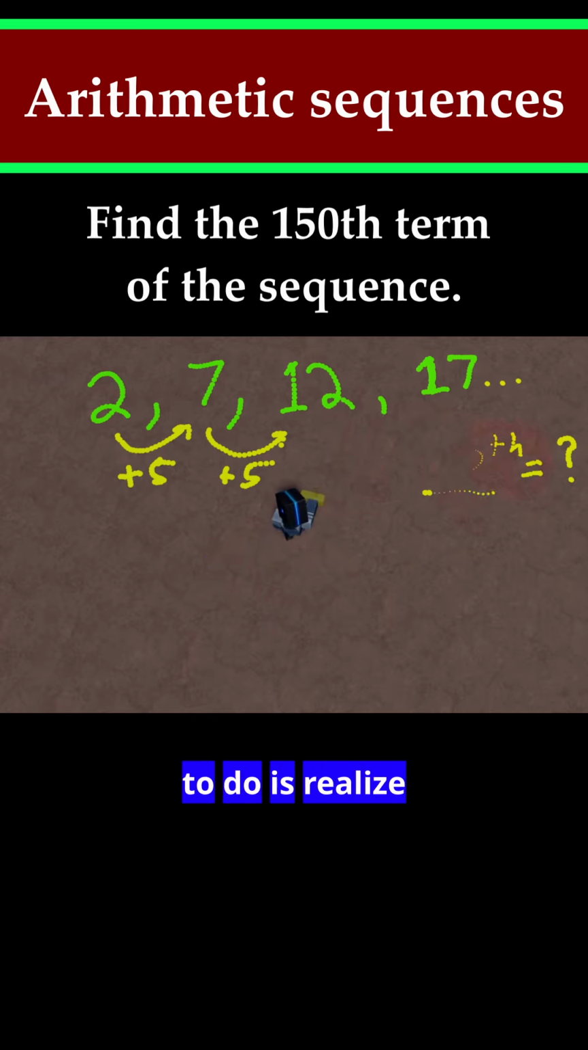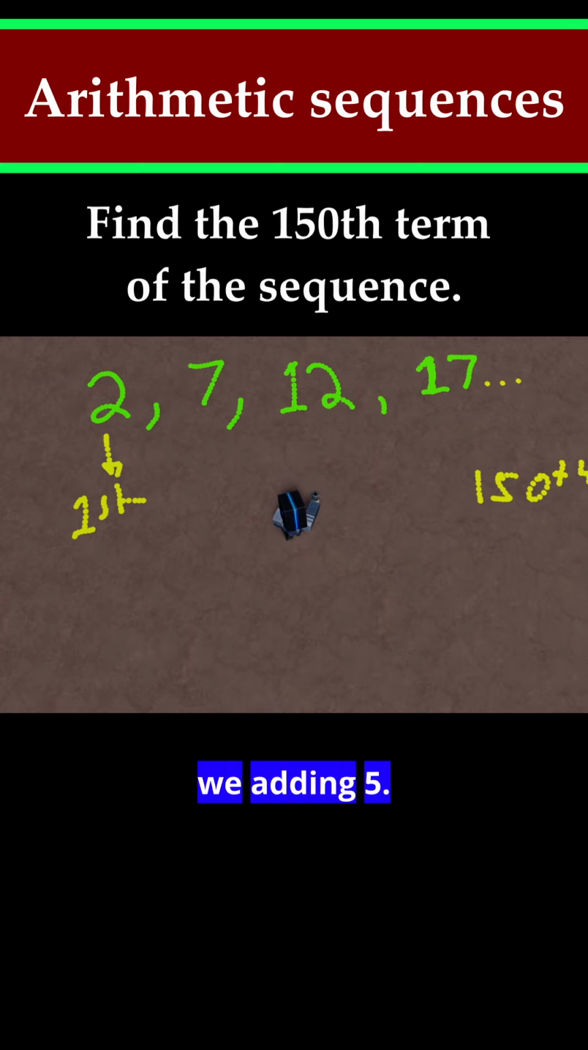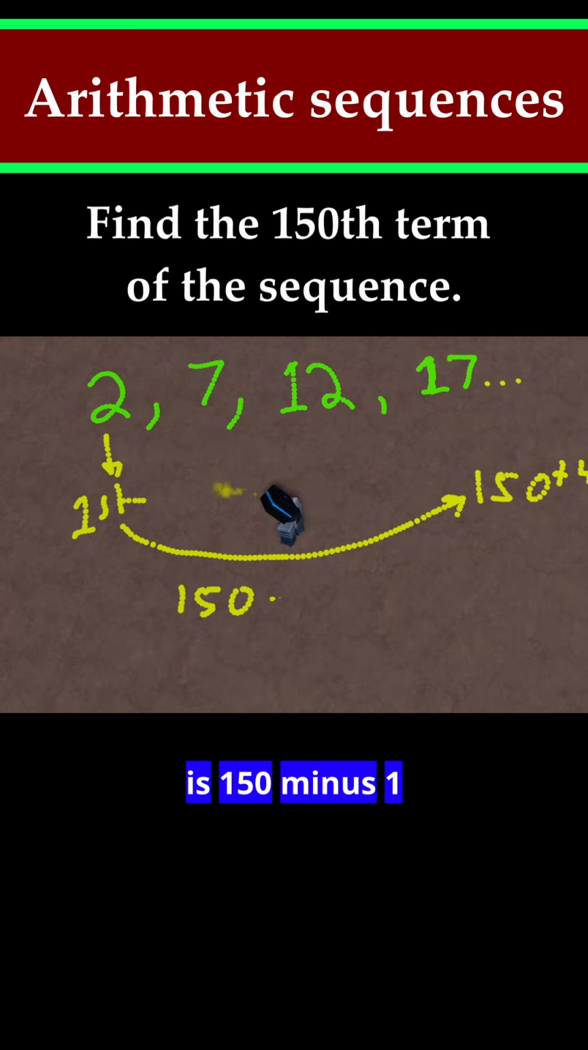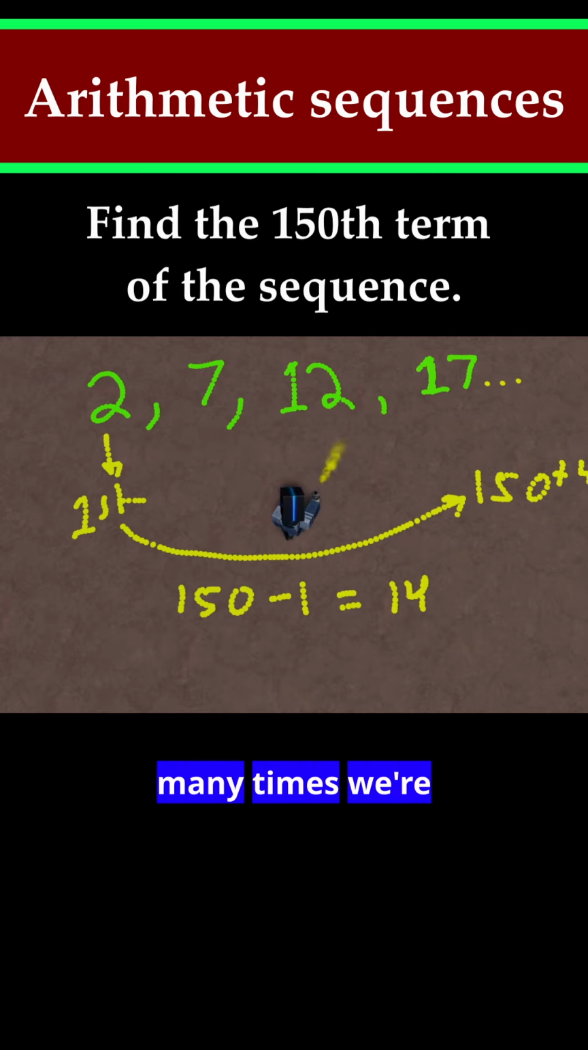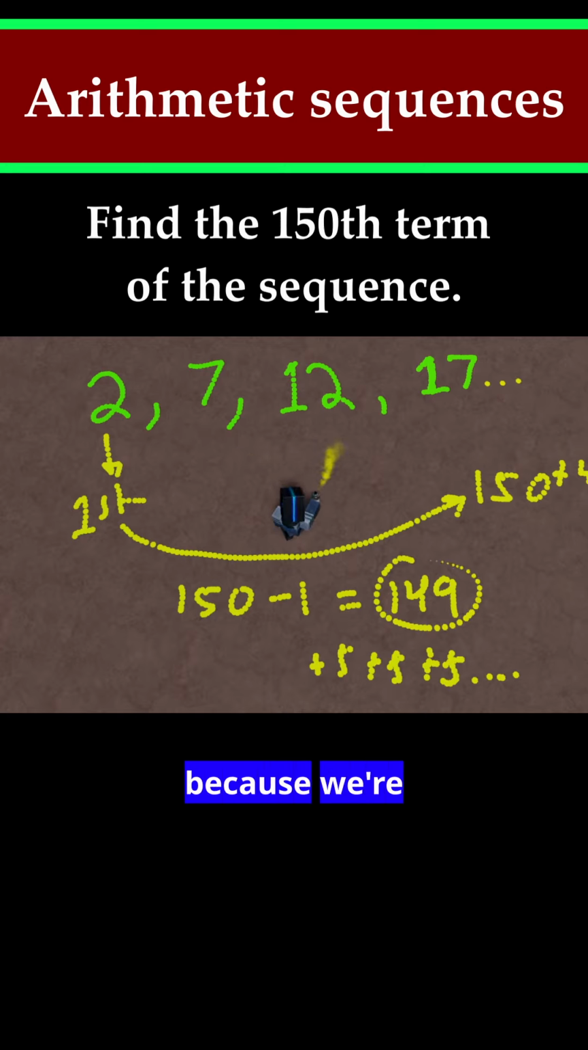Now what we need to do is realize that if 2 is the first term, and we want to get to the 150th term, we need to figure out how many times we're adding 5. Well, when we're going from the first term to the 150th term, all you need to do is 150 minus 1 equals 149. And that's how many times we're adding 5. So we're going to do plus 5, plus 5, plus 5, and we're going to do that 149 times because we're going from the first term to the 150th term.